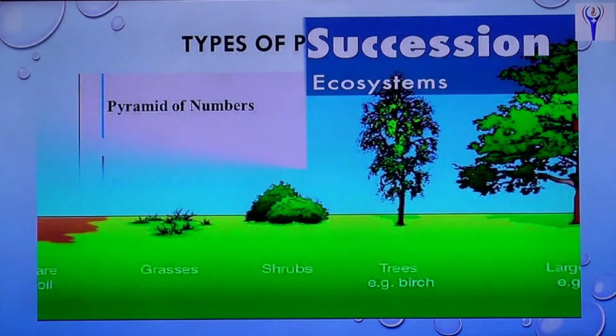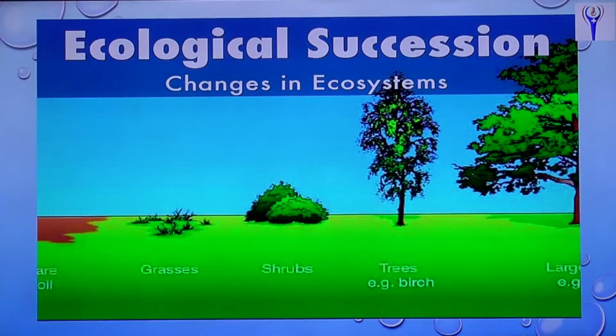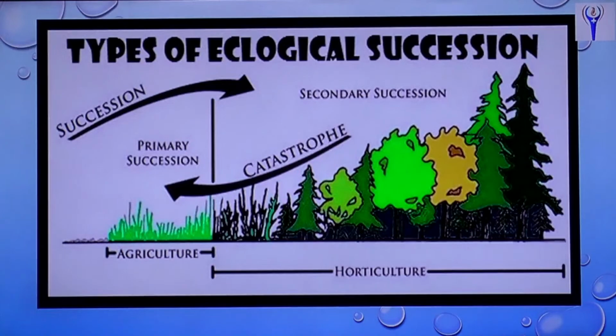The next is ecological succession. What is ecological succession? Any idea? It is a process of change in the species structure of an ecological community over time. That is referred to as ecological succession. And this ecological succession is of two types. One is primary, another is secondary succession.